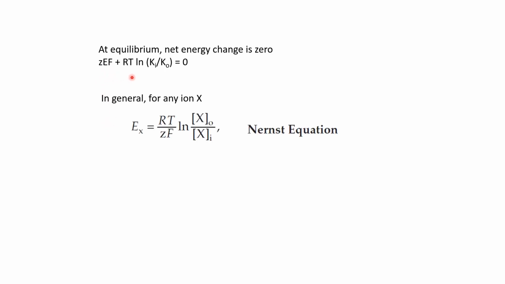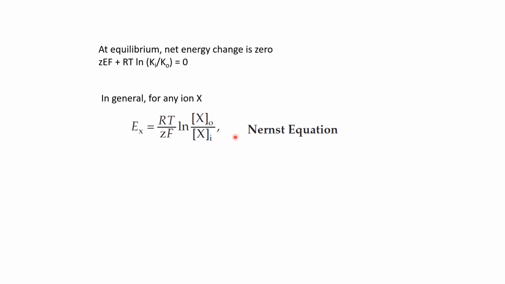So if we move the terms, we get RT ln Ki over Ko on this side with a minus sign. And since there is a minus sign, we can take the minus sign inside the logarithm, and the outside can come in the numerator and the inside can come in the denominator. And Z and F go on the other side, so they also come in the denominator here. So the equation becomes the equilibrium potential Ex is equal to RT over ZF log concentration outside over concentration inside.